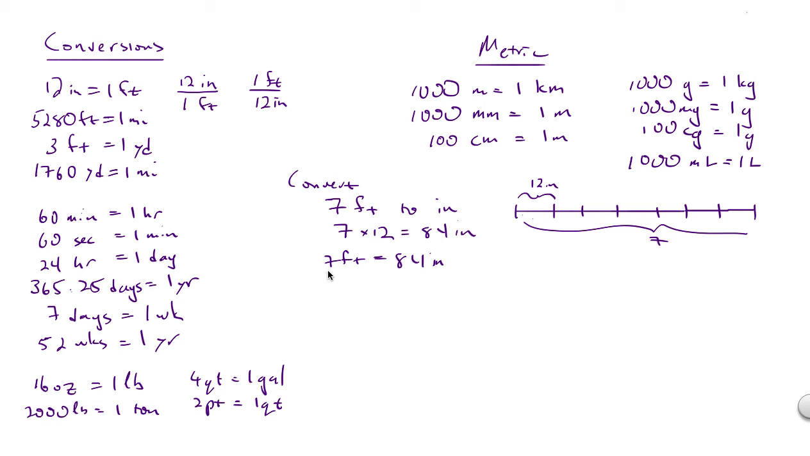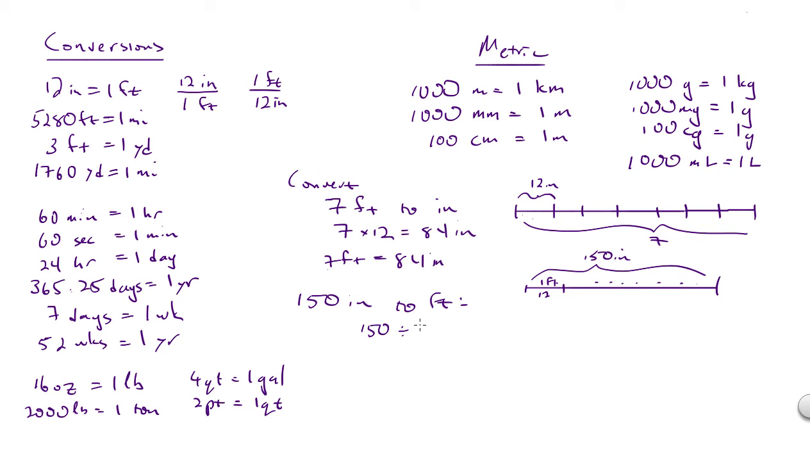Now notice, our measurements went from bigger to smaller, from feet to inches. And our numbers went from smaller to larger. Let's look at the other way around. Let's do 150 inches to feet. You could do the same kind of deal if you have 150 inches and you know that every 12 inches is a foot. Really, you just need to figure out how many times 12 goes into 150. 150 divided by 12, which you'll get 12.5 feet.